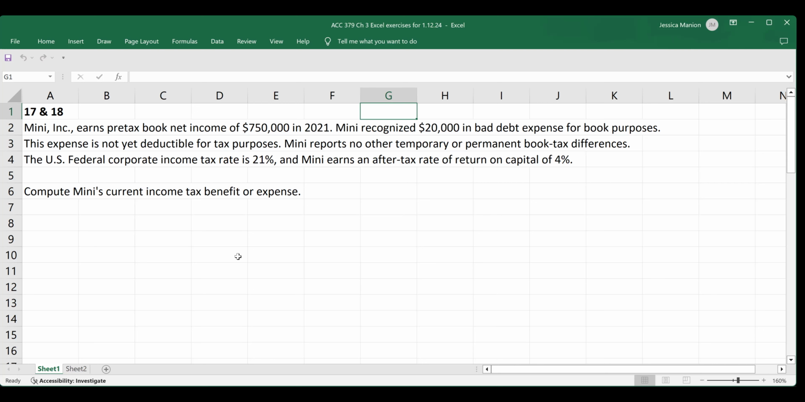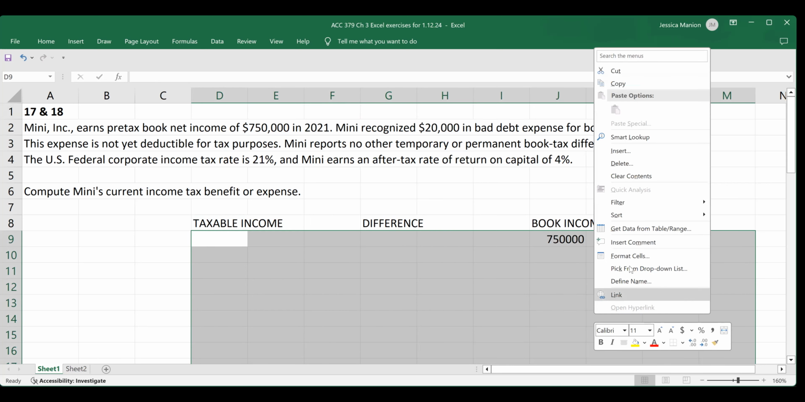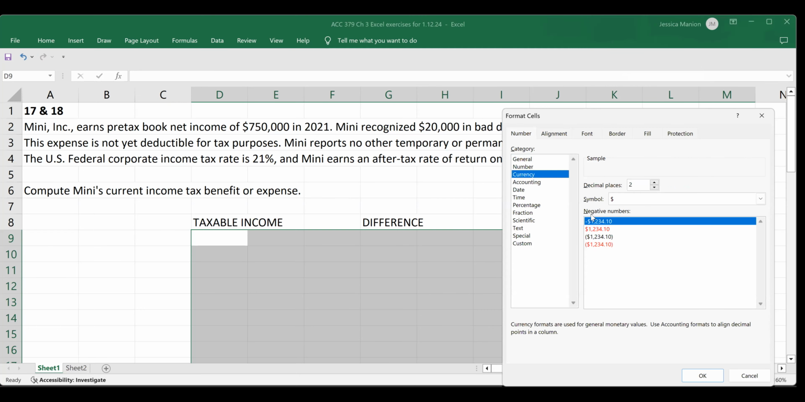But anyway, the way we set this up on Wednesday is we said, okay, we're going to have a column over here for taxable income, and then we'll have one in the middle for the difference, and then we'll have one over here for book income, right? So it tells us that we're reporting 750,000 of book income. And I'm going to go ahead and turn these into currency so I know that I'm entering enough zeros. Don't need decimal places though.